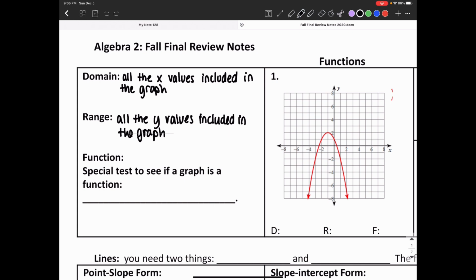To tell if something is a function or not based on the graph, we do a vertical line test. So if we can draw infinite vertical lines that only intersect the graph in one place, then we know that graph is a function. So this graph on the right here is a function. And that test that I just did is the vertical line test.